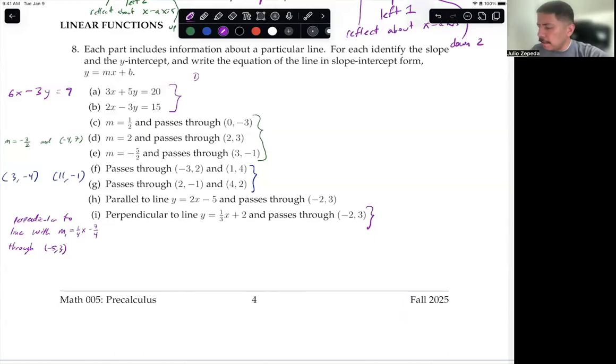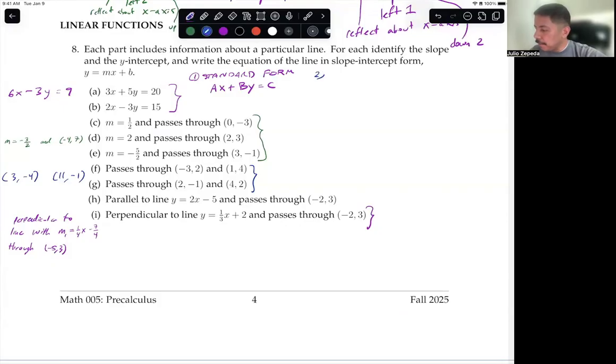There are three. The first one is called standard form. Every single line can be written in standard form. That is ax plus by equals c. This one has the advantage that every single line can be written in this form.